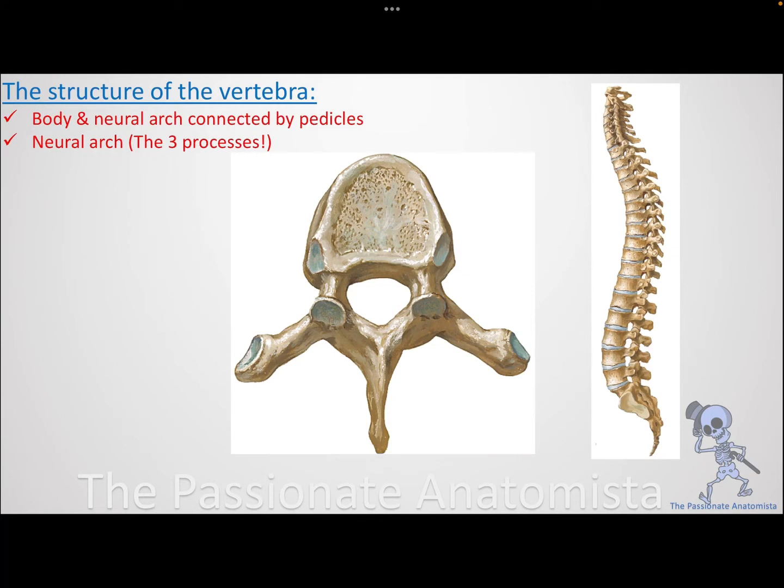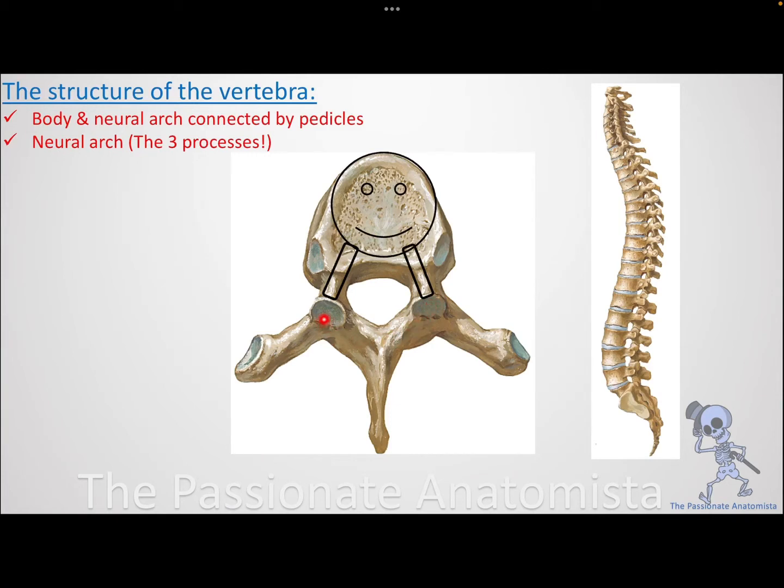Now, what is the structure of the vertebra? It's very important you understand the basic structure of the vertebra before we go ahead and distinguish between the different regions of the vertebral column. What is the basic structure of any vertebra? You have a body, the vertebral body, and then you have the neural arch. Why do we call it the neural arch? Because it is an arch around your neural tissue inside. The neural tissue is actually your spinal cord.